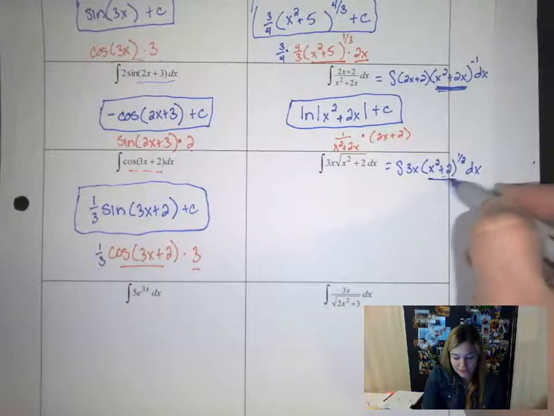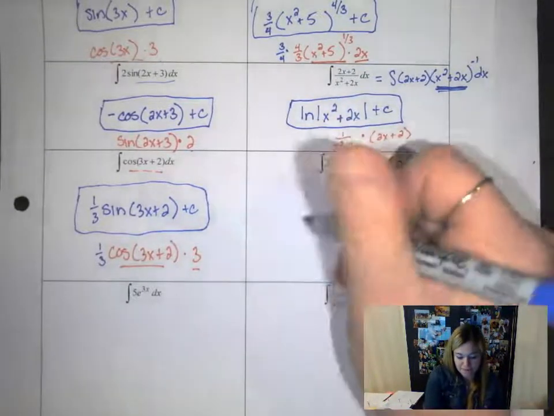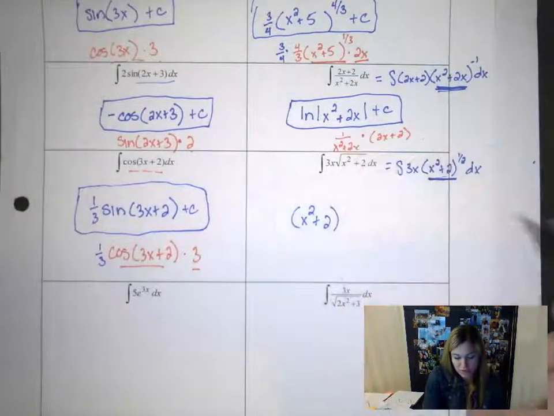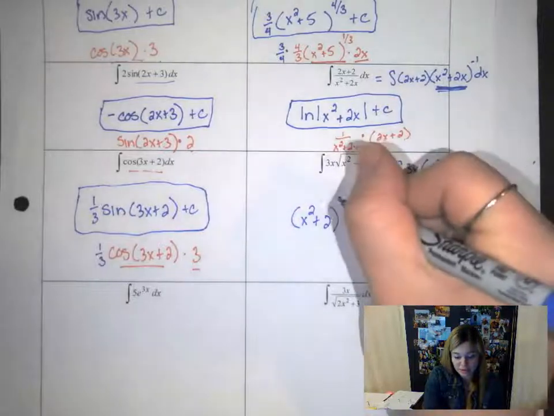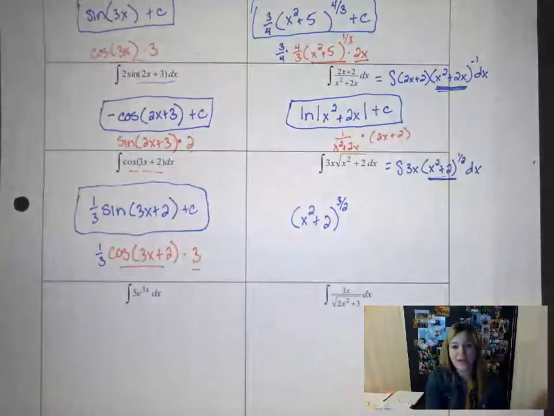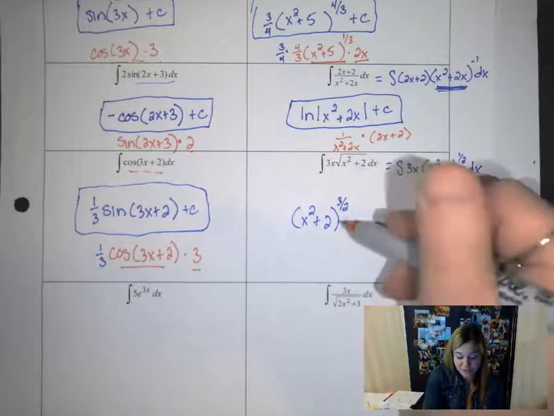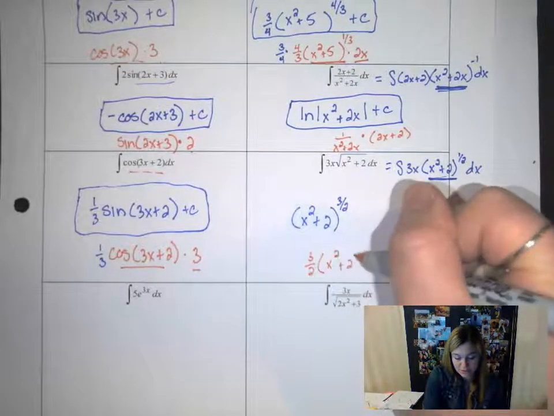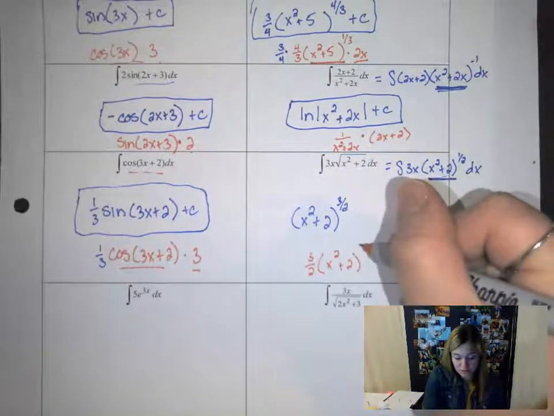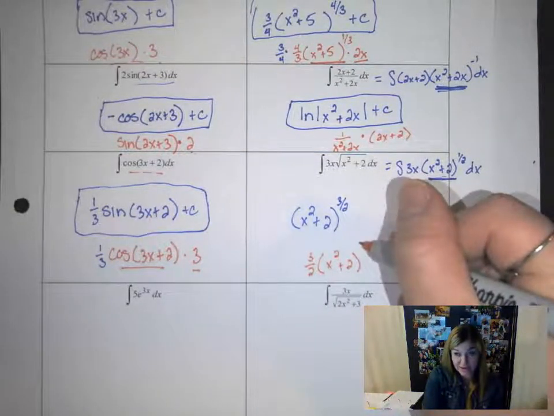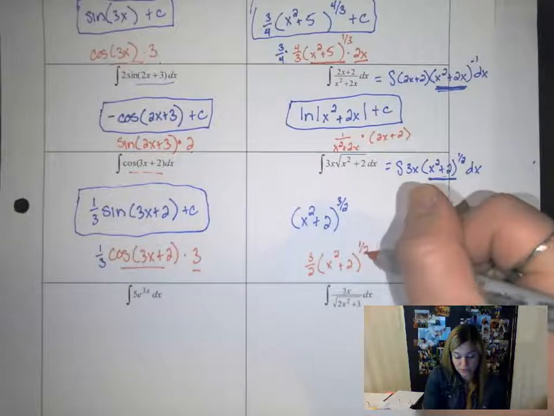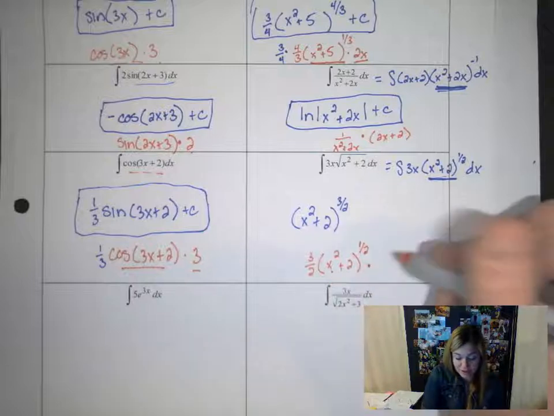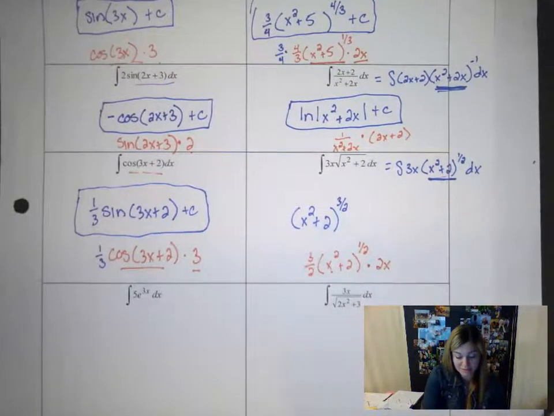So, dealing with this part of my function, I'm going to add 1 to my exponent. X squared plus 2. Add 1 to my exponent, I would get 3/2. And now that was my guess. Now I want to check. 3/2. Leave my inside alone. My new exponent would be decreased by 1, so 3/2 minus 2/2 would be 1/2. Times the derivative of the inside. The derivative of x squared is 2x.